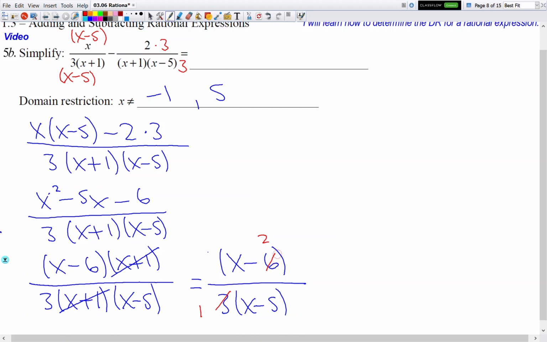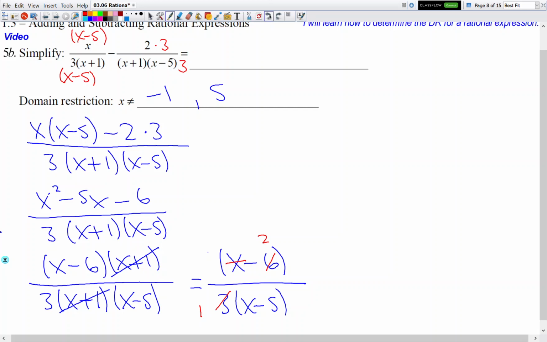Because eventually, some kids are going to do this. They're going to cross out the x on the top, and they're going to cross out the x on the bottom, because they see x on top and bottom. But like I said, this is not an x. This is an x minus 5. So unless I see an x minus 5 on the top, hands off. Okay, so I'm going to uncross out all these things because you can't do it.